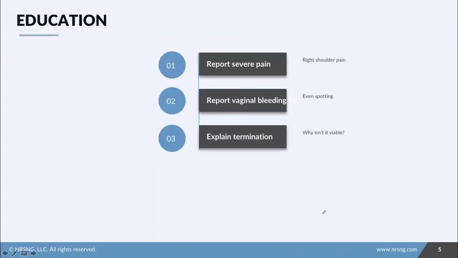What education does this patient need? Well, she's going to need to report any severe abdominal pain that she's feeling. Of course, any right shoulder pain, because do you remember what that was a sign of? Rupture, and that is referred pain. We need to report any vaginal bleeding that's happening, even just some slight spotting, because it could mean that there's a problem in the fallopian tube, that we have that ectopic pregnancy. So she needs to report that. And then we need to explain the terminations. So some patients, they don't understand. They've had that positive pregnancy test and they don't understand why they need to get rid of the pregnancy. So we need to explain, why isn't it viable? That embryo can't grow in that small space or in the wrong space.